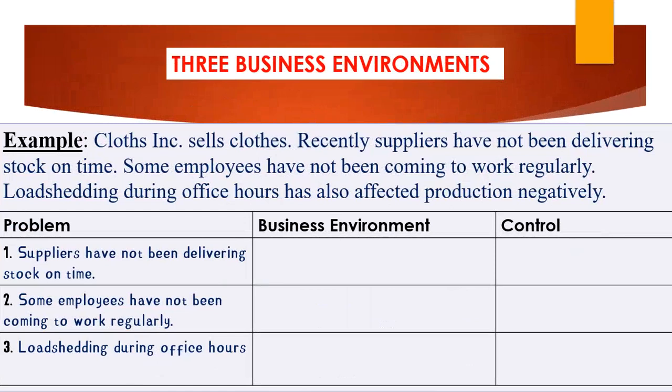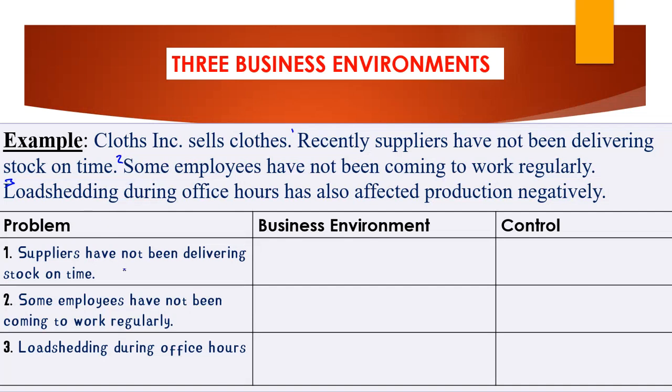All right, we've got a scenario here that's given. Clothes Incorporated sells clothes. All right, here's a problem. Number one, recently suppliers have not been delivering the stock on time. That's the first problem. Number two, some employees have not been coming to work regularly. That's a second problem. Third problem, load shedding during office hours has also affected production negatively. So let's look at these three problems. Identify the business environment that is affected, and then talk about control.